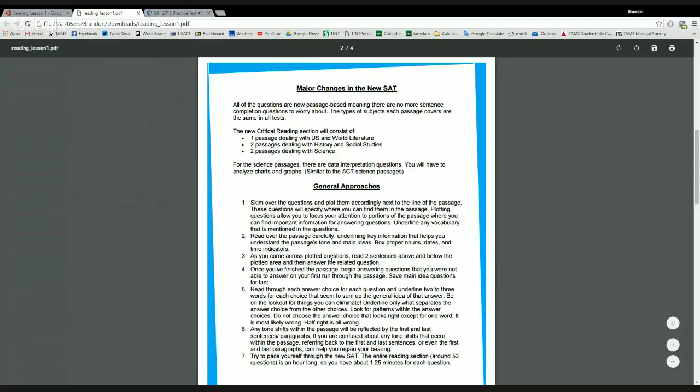So we're going to go ahead and look at some general approaches to the reading passage. First of all, you want to skim over the questions and plot them accordingly next to the line of the passage. These questions will specify where you can find them in the passage. And plotting these questions will allow you to focus your attention on portions of the passages where you can find important information for answering questions. And you also want to underline any vocab that is mentioned in the question.